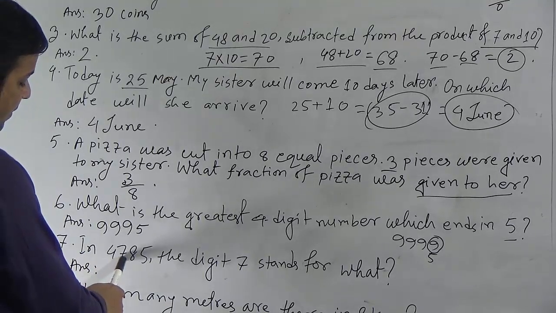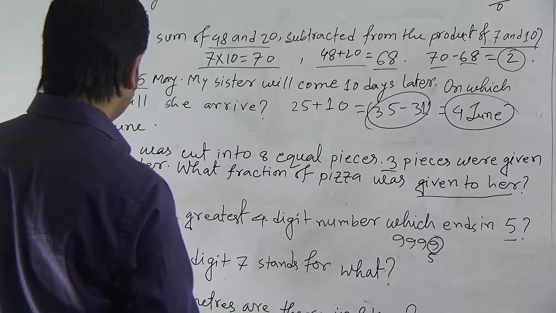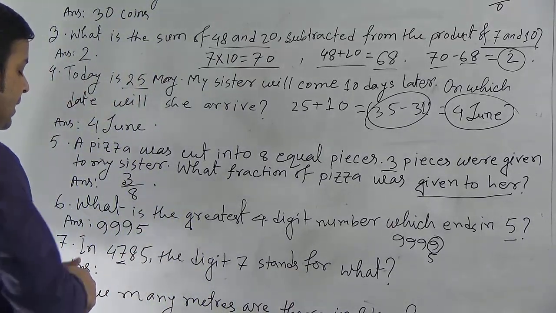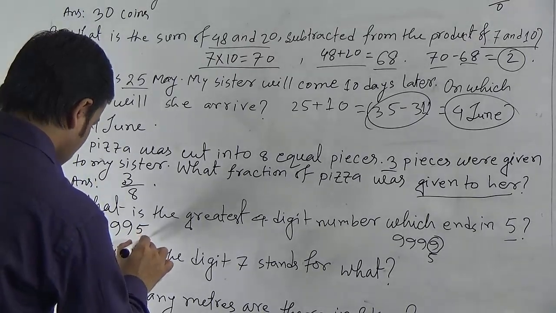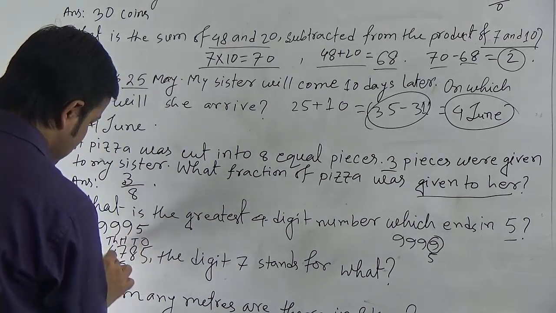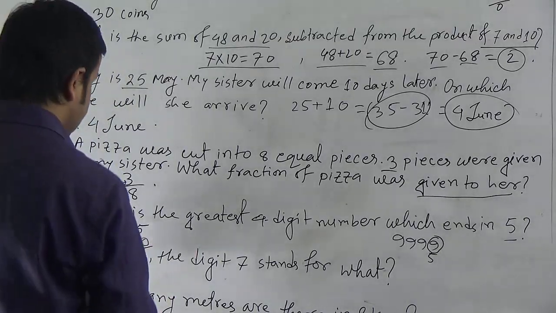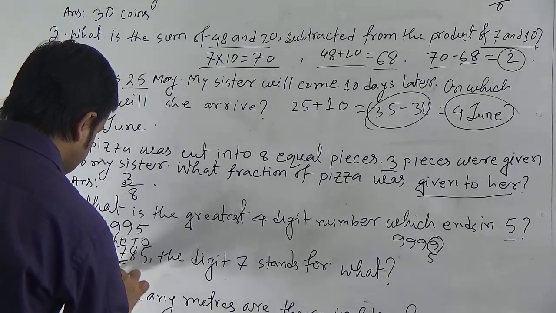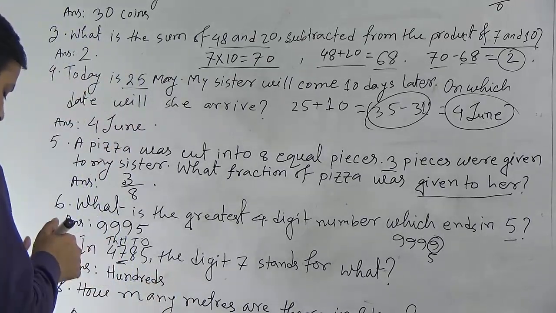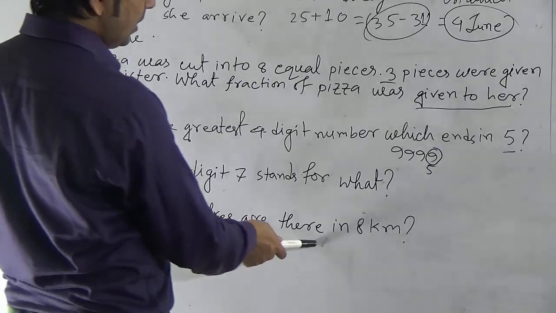In 4785 the digit 7 stands for what? It means that we have to say the position of the digit 7 here. Look at the position: ones place, tens place, hundreds place and thousands place. So we can say 7 is in hundreds position. So we can say 7 stands for hundreds.